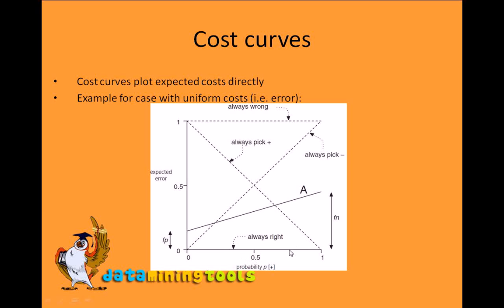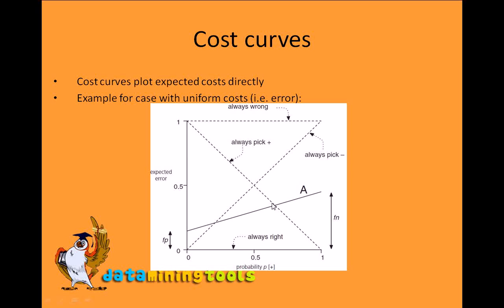On the x-axis we are plotting the probability of the plus class, and on the y-axis we have our expected error. If we take this dashed line, this is the case when we are always predicting the wrong answer, and the x-axis is the case when we are always predicting the right answer. Similarly, this diagonal represents that we always pick negative, and this other diagonal represents that we always pick positive.